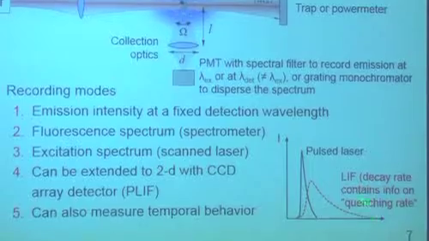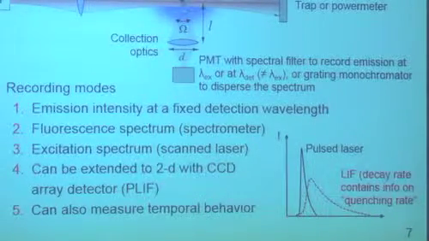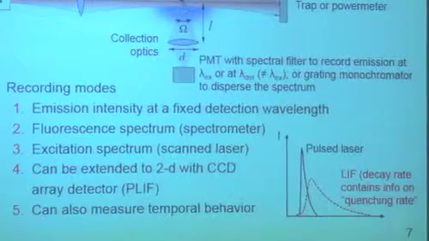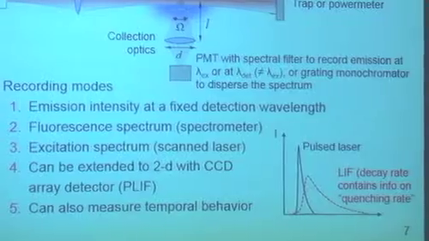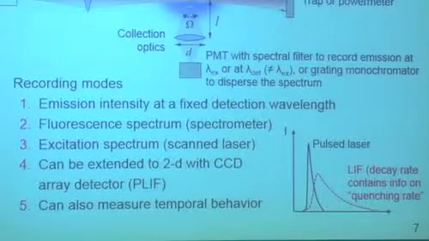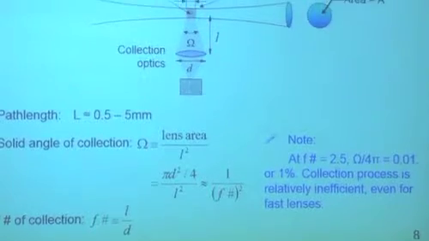Do we care about the decay rate? Do we care about the integral? Do we care about the peak value? Do we spectrally resolve the emission or not? A lot of different options. And some people care about this temporal behavior. So you'll begin to see how these options are used in different experiments.